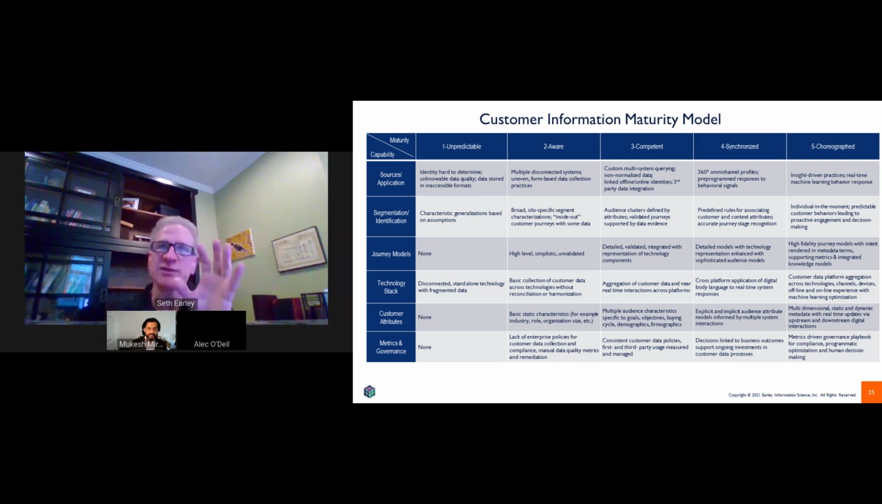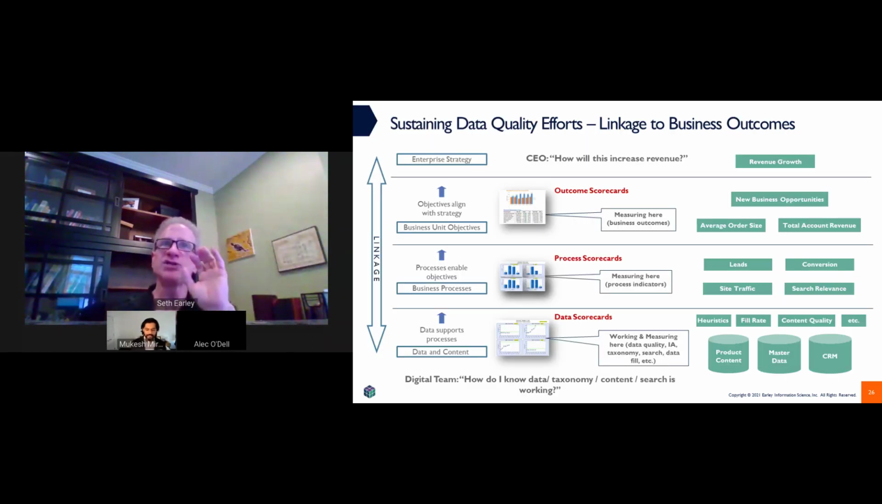I'm not going to spend time in this, but what I do want to spend time on, just to give you one example, is to talk about ways of sustaining these efforts, because we need to link this to business outcomes, right? It's very difficult to get funding for data quality issues, right? Because it's an afterthought. It's done at the end of the project, right? People think they can just outsource it to an offshore provider. That's not always the case.